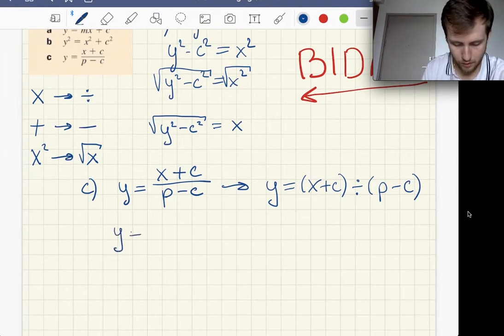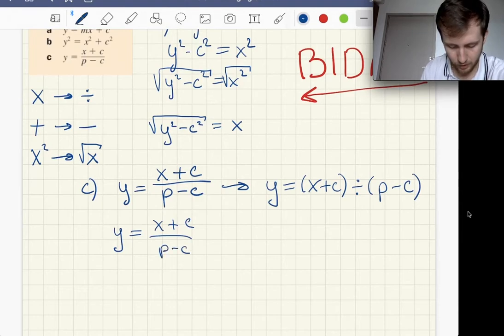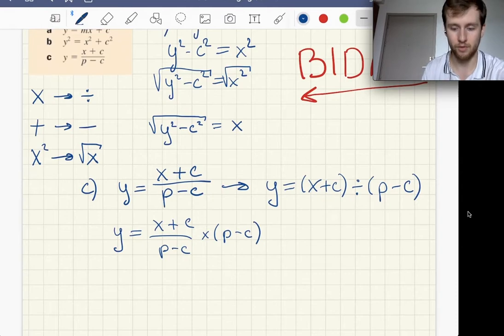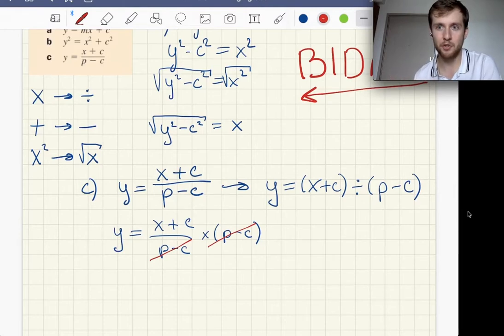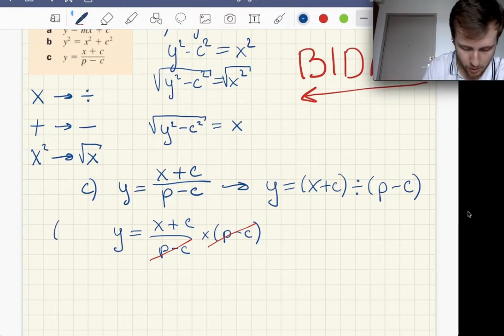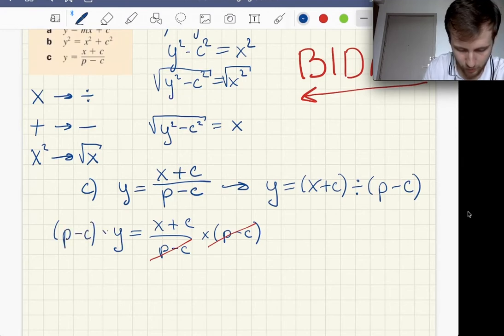So y is equal to x minus c divided by p minus c, and then multiply it by p minus c, like this. So this way we can cancel this. Again, it's not going to be fair if we just multiply one side. Whatever we do to one side, we always have to do to the other side as well. So we multiply by p minus c as well times y, like this.